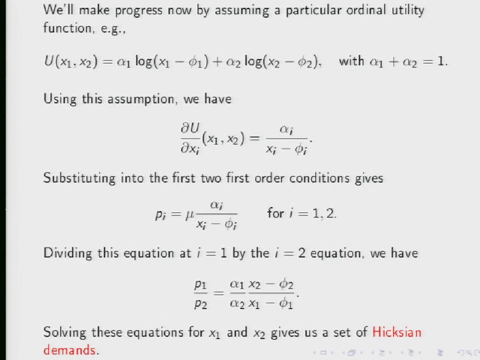Now I'm going to do a trick you've seen before, which is I'm just going to divide. This mu actually does have a nice interpretation, but I don't want to deal with it right now. So I'm going to get rid of it by dividing one of these equations by the other. And that gives me p1 divided by p2 is going to be equal to alpha 1 divided by x1 minus phi1, all divided by alpha 2 divided by x2 minus phi2. This simplifies a little bit and gives me the expression I have here on the bottom, namely the ratio of prices is equal to this ratio of expenditure shares, or these alphas, reference parameters, alpha 1 over alpha 2, times x2 minus phi2 divided by x1 minus phi1.